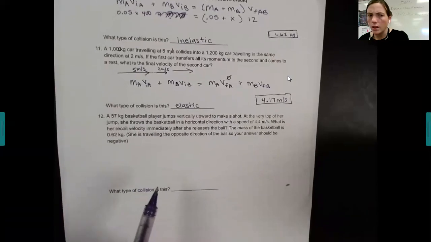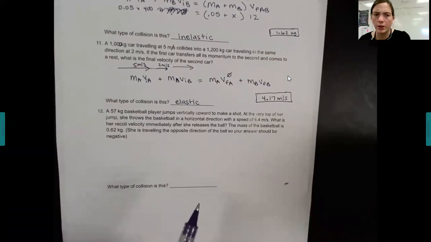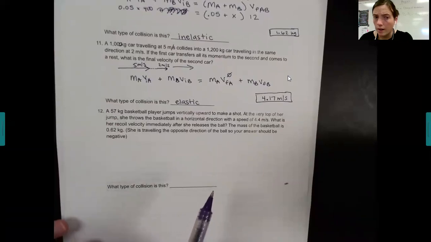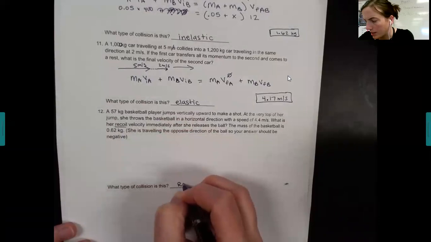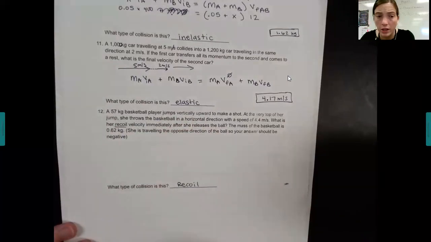Okay. Number 12, a 57-kilogram basketball player jumps vertically upward to make a shot. At the very top of her jump, she throws the basketball in a horizontal direction with a speed of 4.4 meters per second. What is her recoil velocity immediately after she releases the ball? All right. So two things. One, it says what is the recoil velocity? So that automatically tells you you're going to be using the recoil equation.